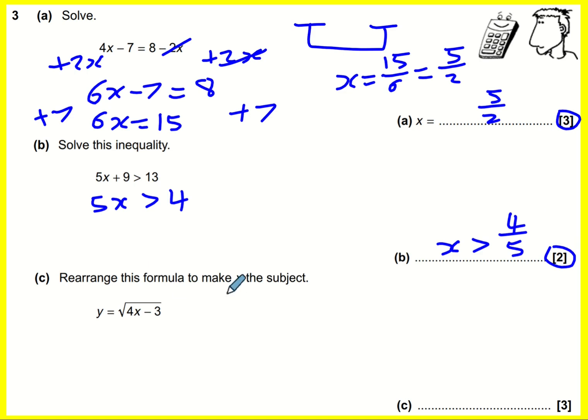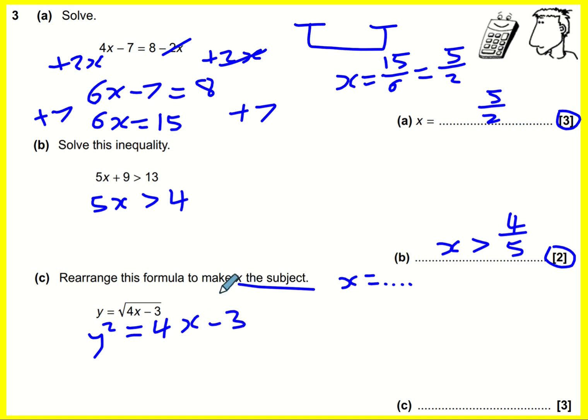Finally, rearrange this to make x the subject. Again, do the same thing to both sides, but we want to get x by itself. That's what it means for x to be the subject. We want x equals something. So first of all, we've got a square root. We have to get rid of that. We can square both sides to give y squared equals 4x minus 3.